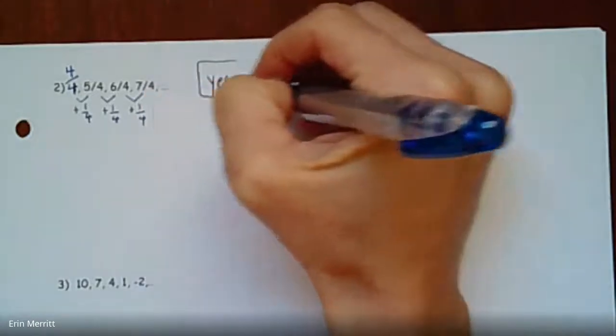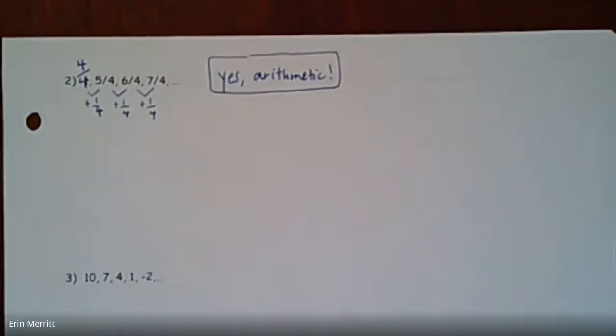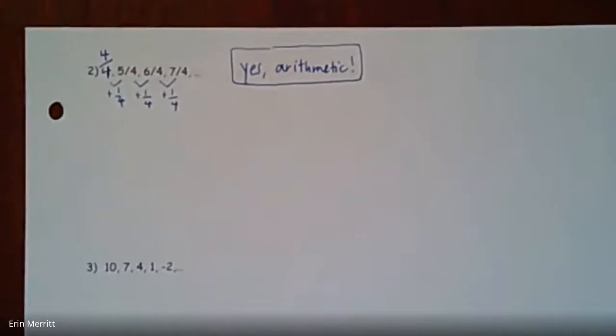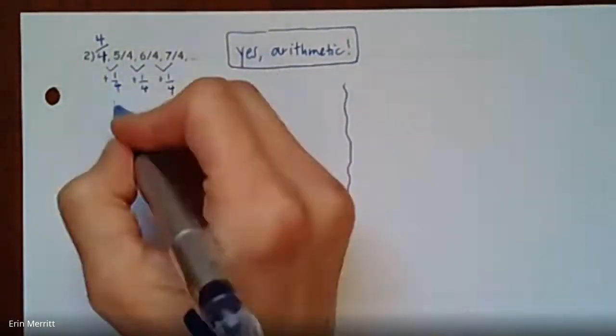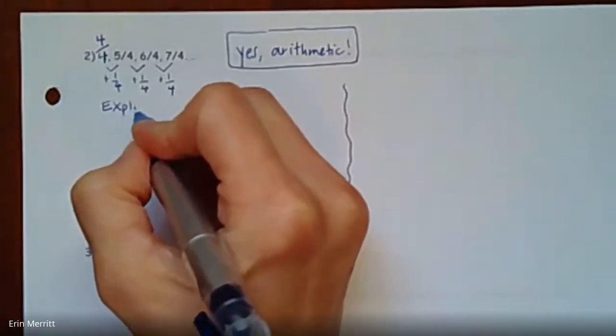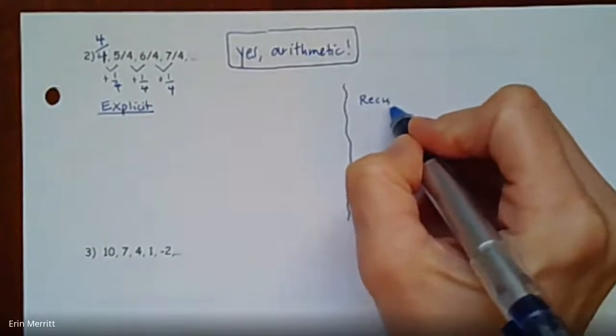So because it's saying consistent, we would say absolutely, yes, this thing is arithmetic. All right, so there's the first part. And now that it's arithmetic, now you got to do part B. So you have to write it as an explicit formula as well as a recursive formula. So maybe let's break up the page so we have a little bit of space. So explicit, and then over here we'll put recursive.